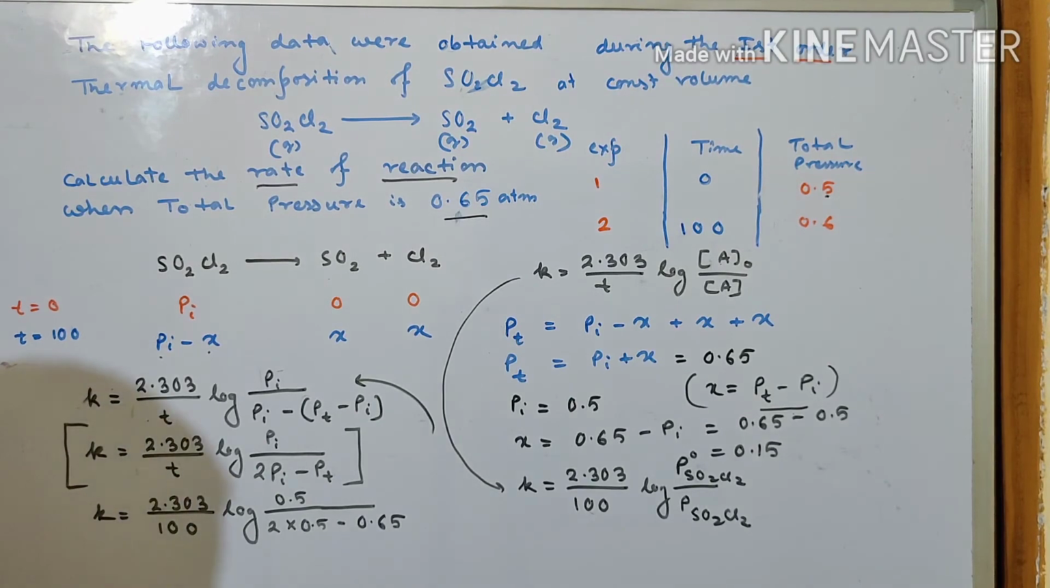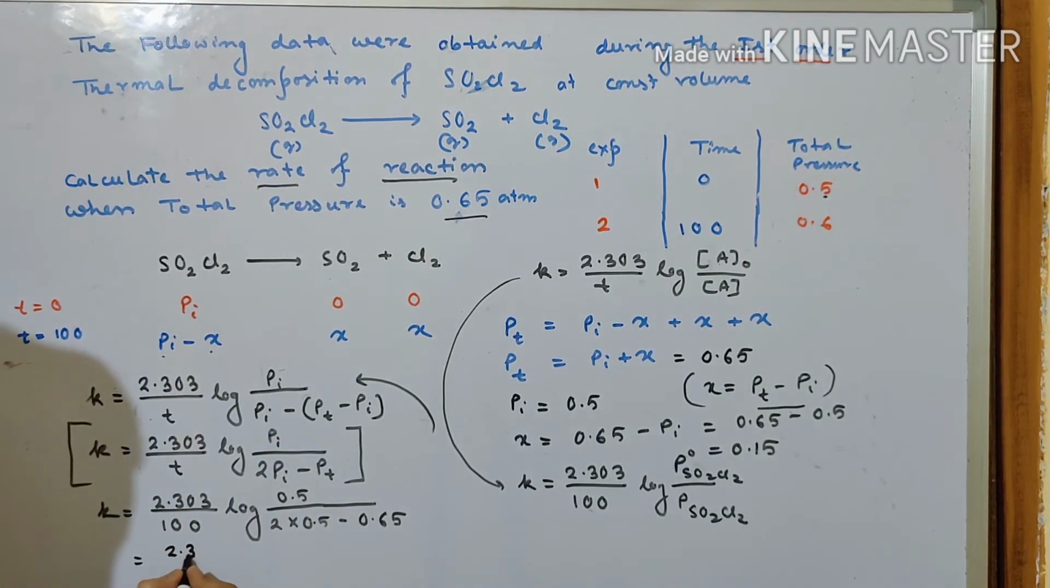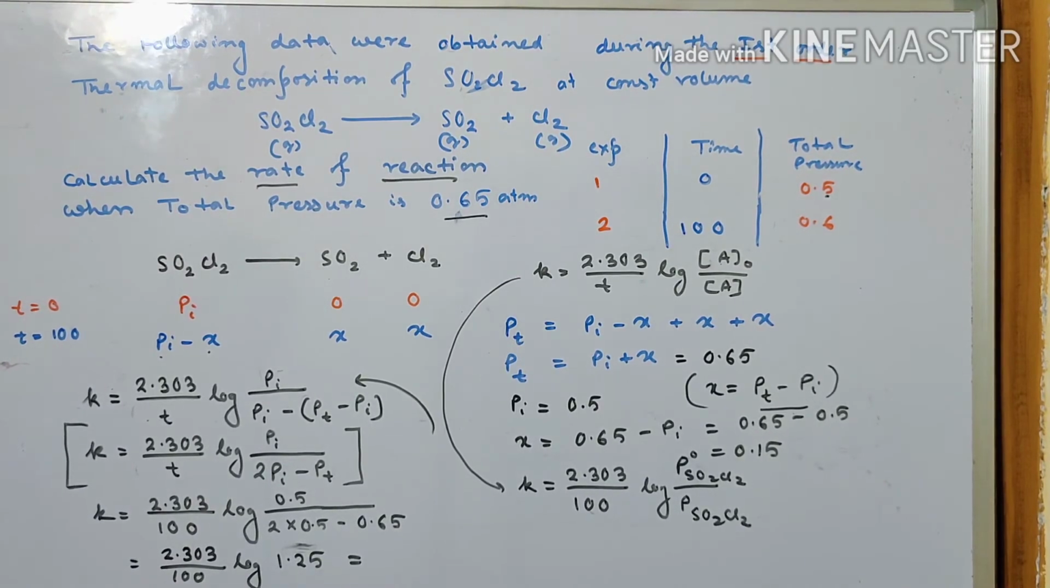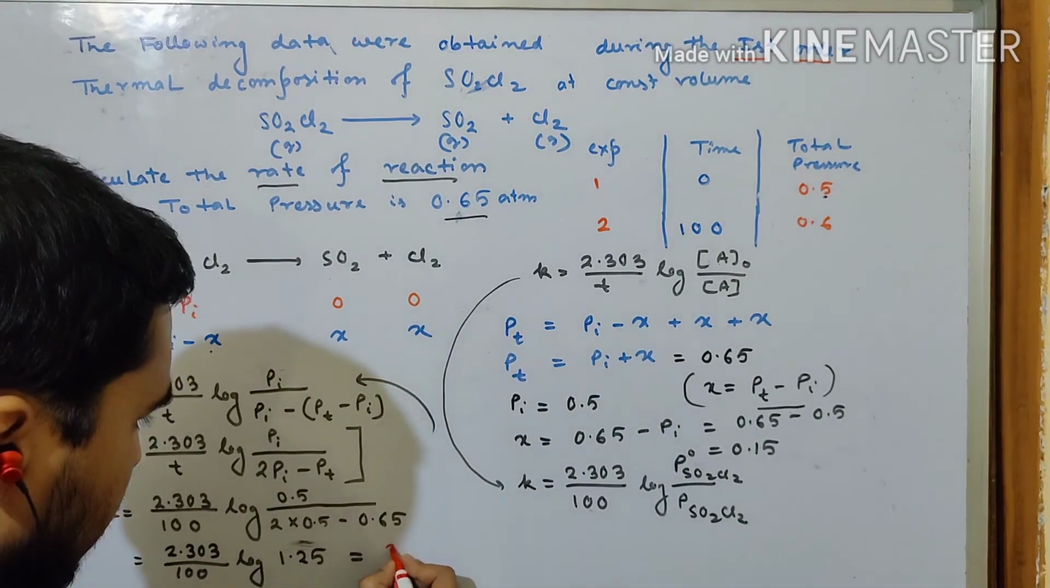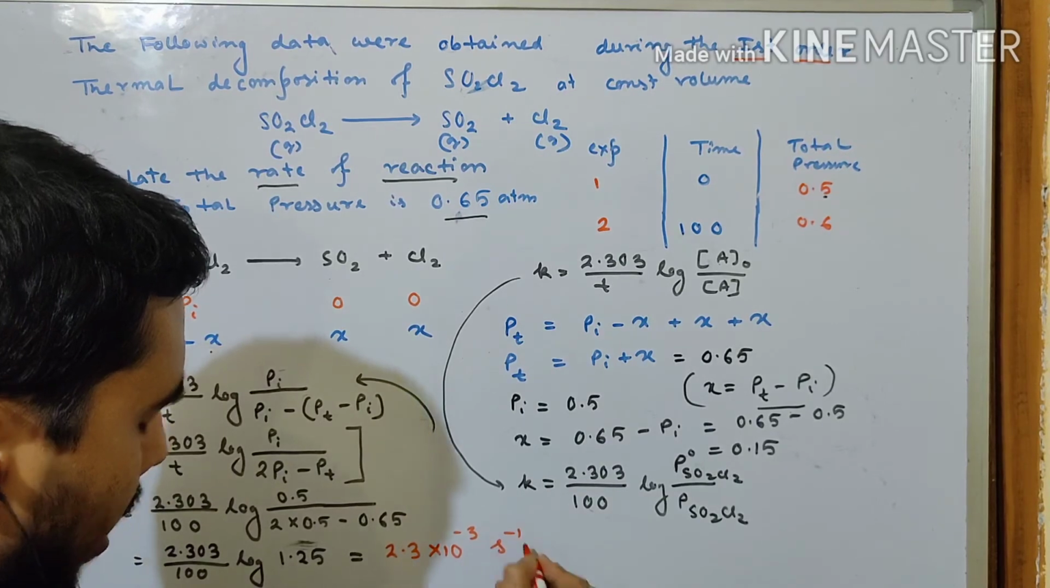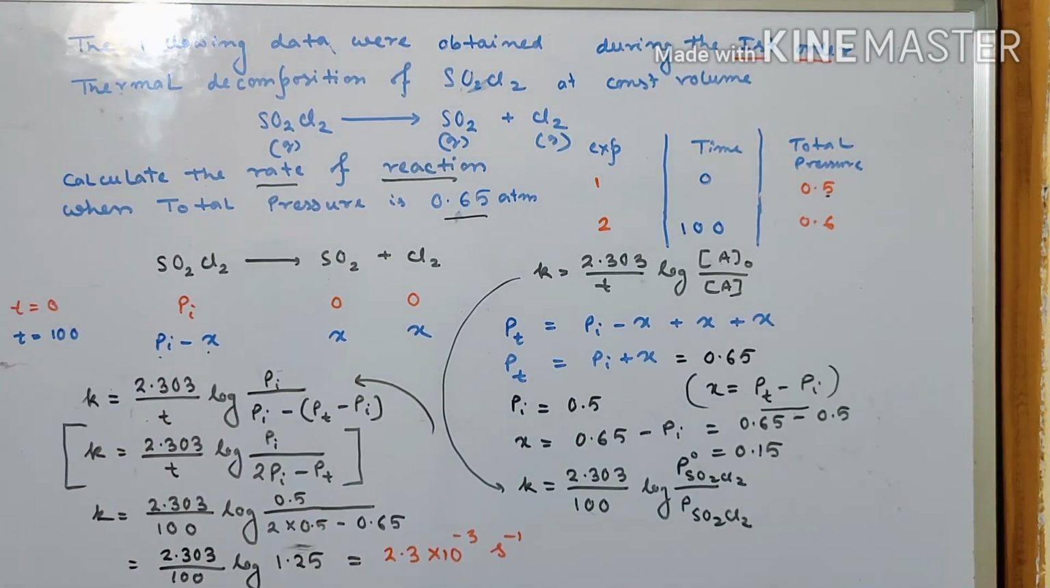So from here we are getting 2.303 by 100 log of 0.5 by 0.35. We are ultimately getting 1.25. So the answer that we have obtained, the pre-calculated answer of course, is 2.3 into 10 to the power minus 3. That is 2.3 into 10 to the power minus 3 second inverse.